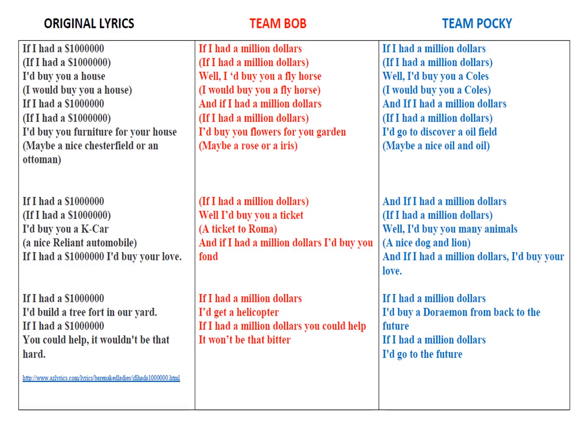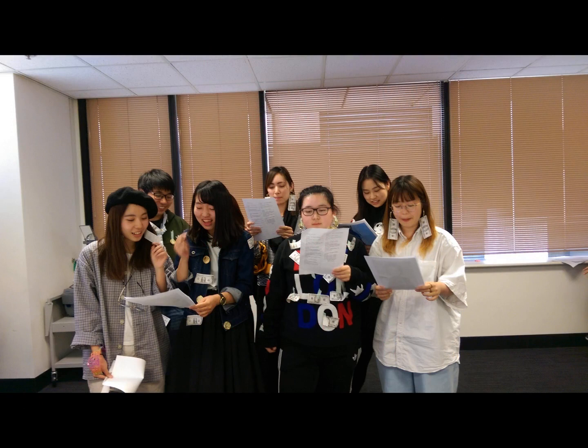I taught my students the second conditional using the song If I Had $1 Million by Barenaked Ladies. I then put them in two groups and asked them to come up with their own versions of what they would do if they had $1 million. And they absolutely enjoyed performing their versions.